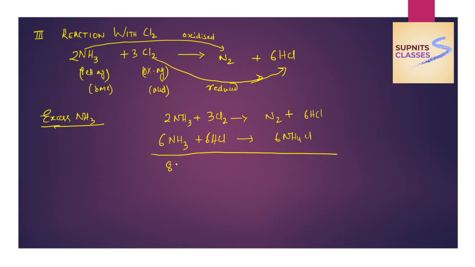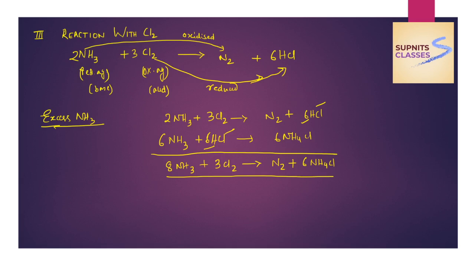What I do after that, I just add the reactions. I get 8 NH3 over here, and this 6 HCl basically can be cancelled out because I have used the 6 HCl produced, nothing else. So here it is 3Cl2, N2 plus 6 NH4Cl. This is what happens if you are using excess NH3.